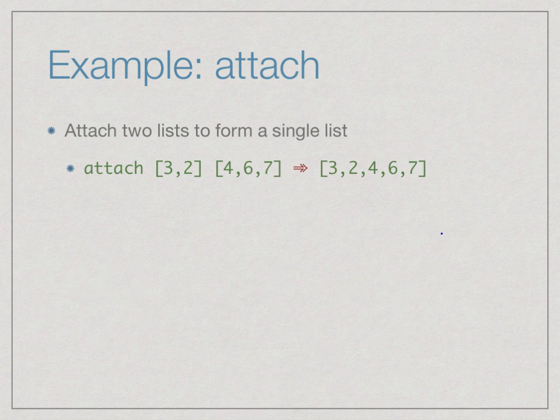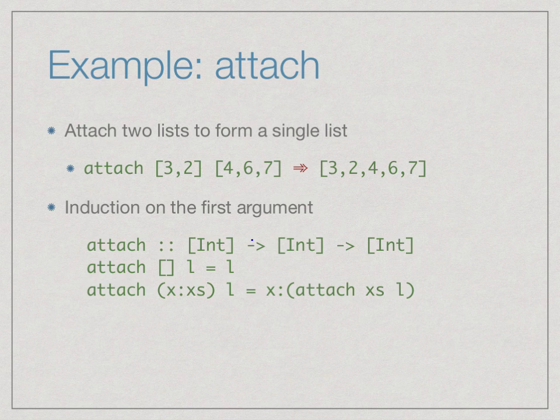So a natural operation on lists is to take two lists and fuse them together. So let's call this function attach. So we want to take a function which takes two lists, supposing we take 3, 2 and 4, 6, 7, and we want to combine these into a single list 3, 2, 4, 6, 7. So in such a function, we have to apply induction to one of the arguments. So let us just choose to apply induction to the first argument.